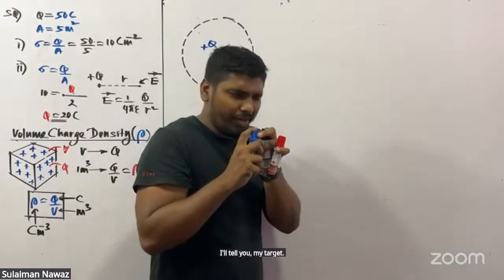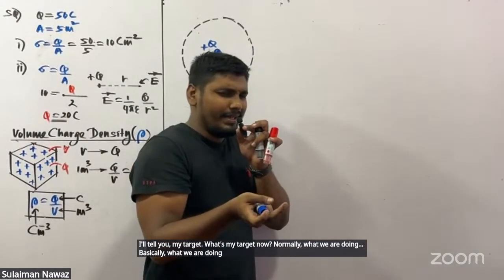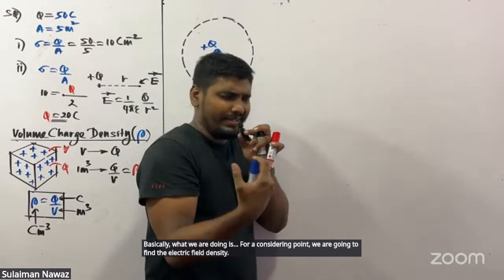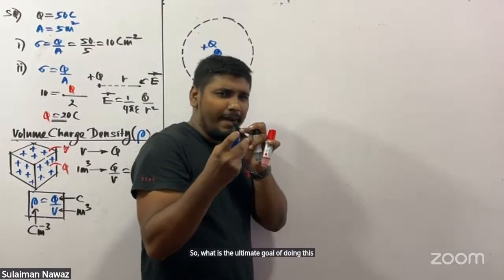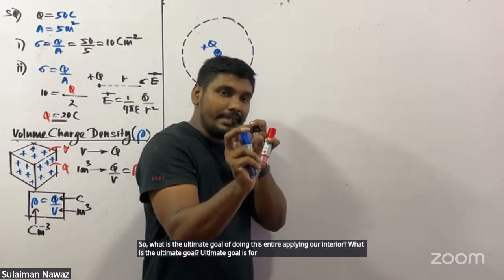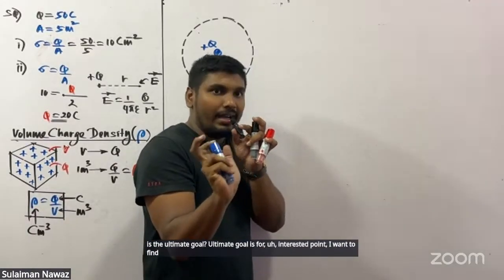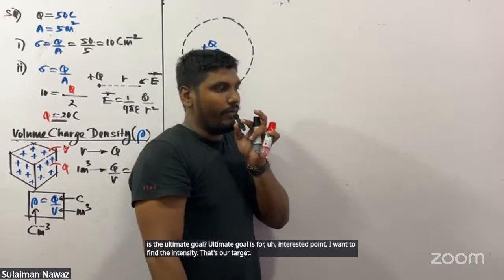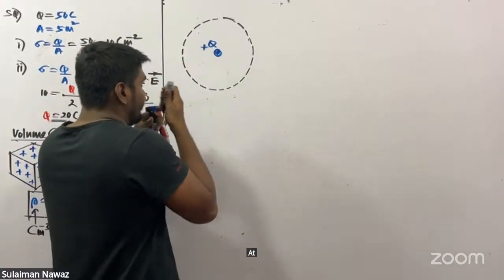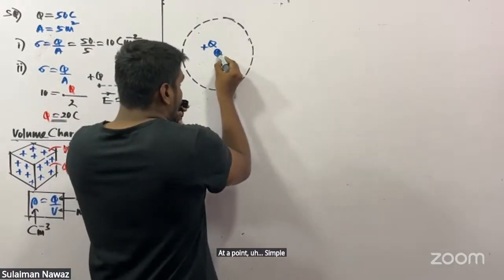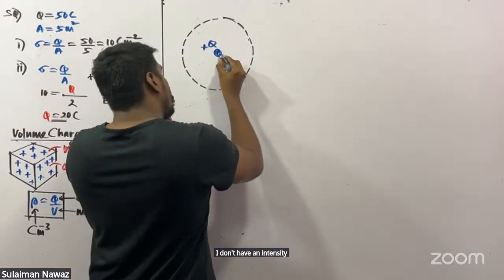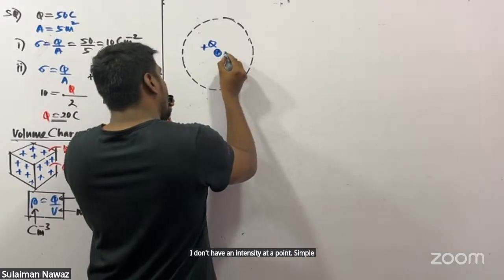Normally, for a considered point, we are going to find the electric field intensity. So what is the ultimate goal of applying Gauss's theorem? The ultimate goal is, for an interested point, to find the intensity. That's our target. I want to find the intensity at a point, simply r distance away from this plus capital Q.